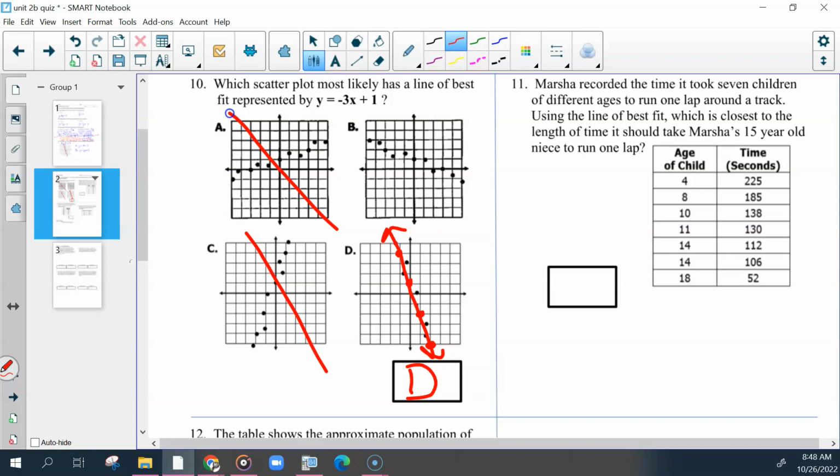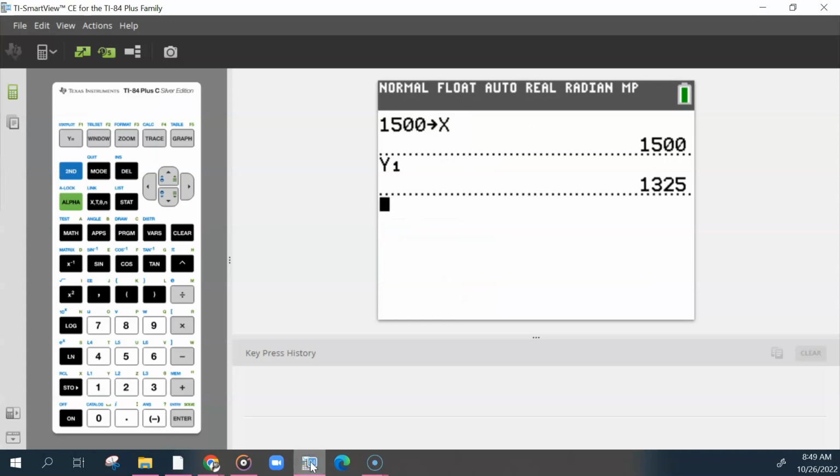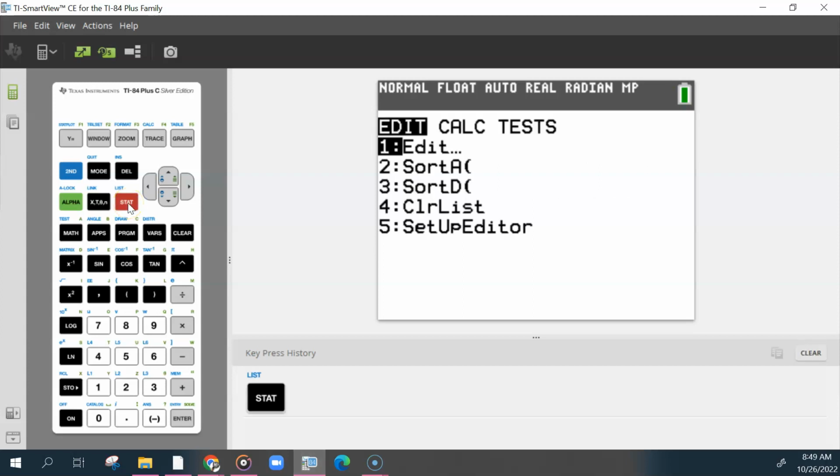All other ones you had to use your calculator to put the data in. Let's do this instead. So for number 11, you have to find your line of best fit and answer the question. That one was worth 2. So I'm going to quickly go through this.